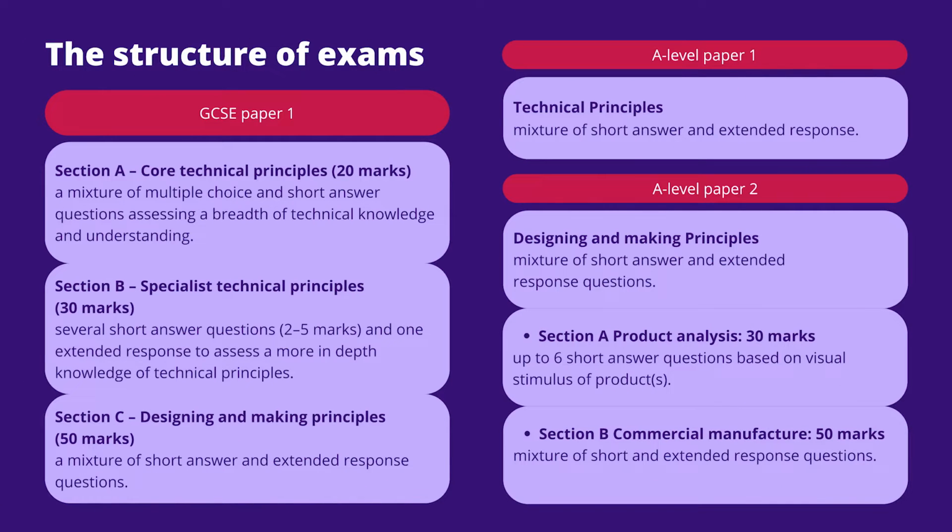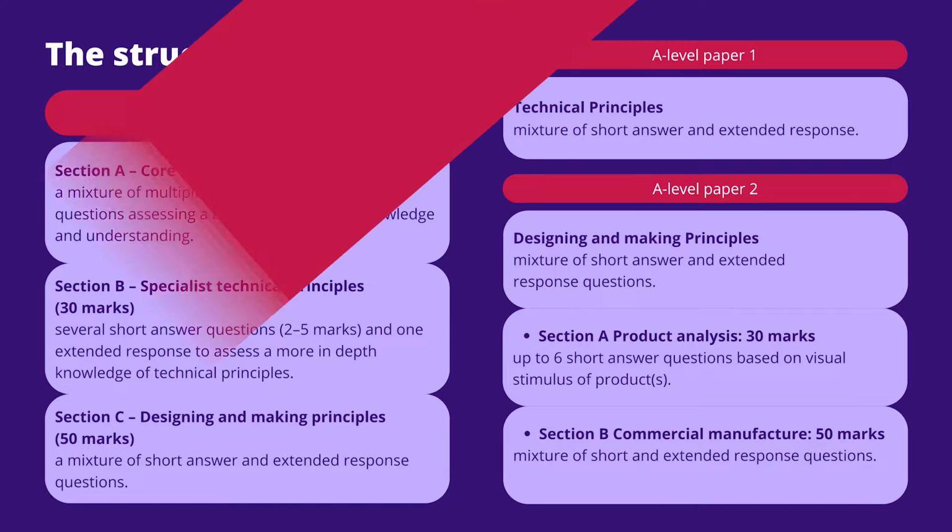Paper 1 covers the technical principles and is a combination of short answer and extended response questions. Paper 2 again uses short answer and extended response questions, but this time to assess the designing and making principles. Section A covers product analysis. This makes use of images within the questions to prompt responses. We'll discuss this in more detail later on in the presentation. And then section B, this assesses the student's understanding of commercial manufacture.